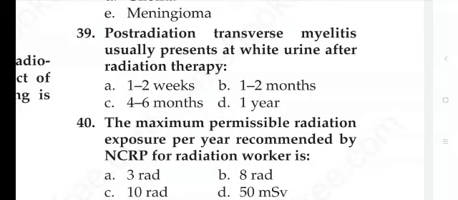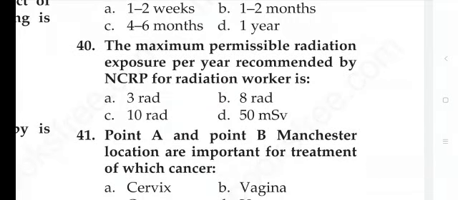So the answer of this question is option D, that is 1 year. Next question, the maximal permissible radiation exposure per year recommended by NCRP for radiation worker is. Options are option A, 3 RAD, option B, 8 RAD, option C, 10 RAD, option D, 50 MSV. So the answer of this question is option D, that is 50 MSV.